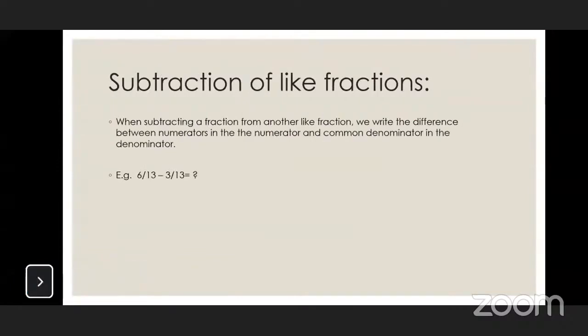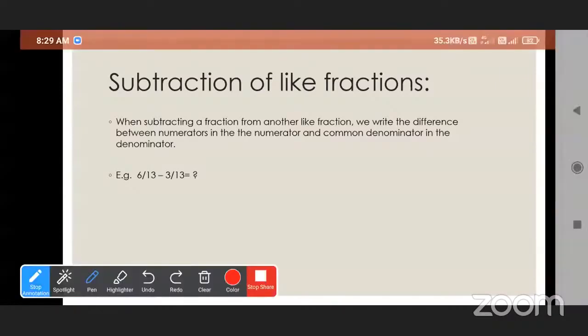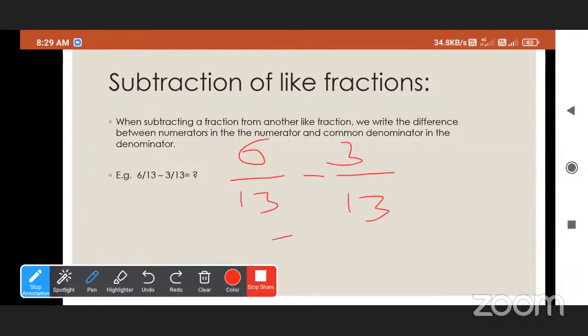When subtracting a fraction from another like fraction, we write the difference between the numerators in the numerator and the common denominator in the denominator part. So in subtraction, we have to do it in the numerator part only, and the denominator will be as it is. So here, 6 upon 13 minus 3 upon 13. So what will be the answer? Can anyone tell me?